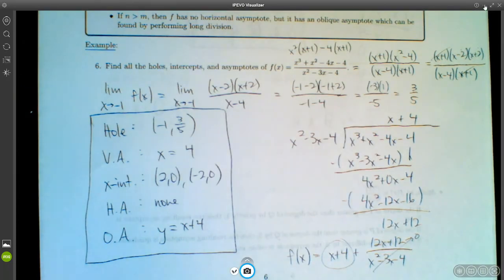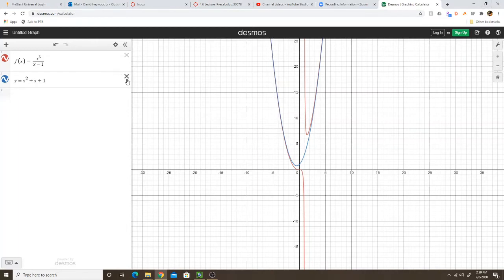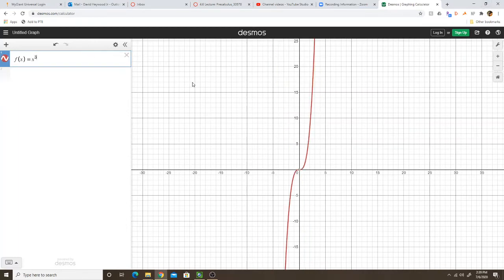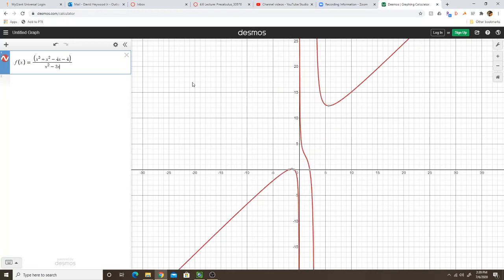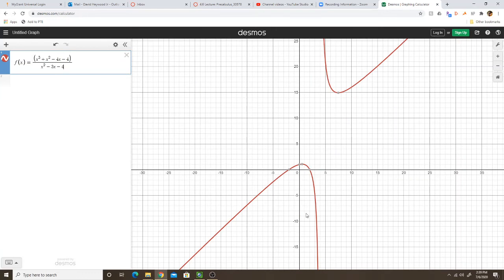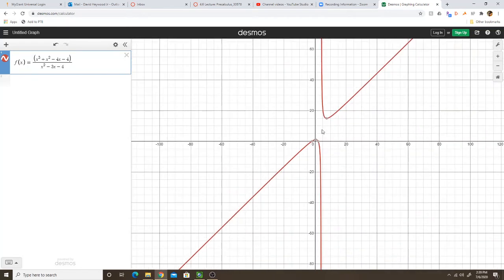Let's verify some of these things. I'm curious now. So I want to graph this in Desmos. So I've got x cubed plus x squared minus 4x minus 4 divided by x squared minus 3x minus 4. Okay, so check that out, right? So that's kind of a crazy looking function.